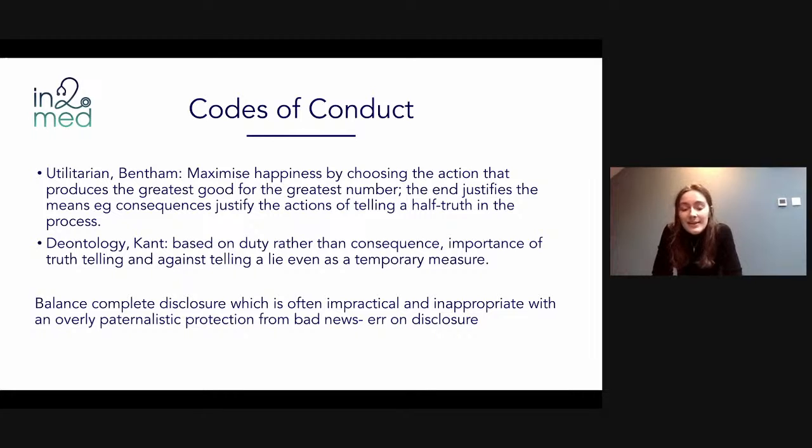So just briefly, utilitarianism is maximizing happiness by choosing the action that produces the greatest good for the greatest number of people. So here, it's not necessarily about the actions that you're taking, it's about the overall outcome and whether that outcome is good. And that would justify the means of how you got there. Versus in deontology, it's about the actions that you do. If those actions are morally wrong, then you shouldn't do it, no matter what the consequences or outcomes are. It's the duty and the actions that you've taken that are considered.